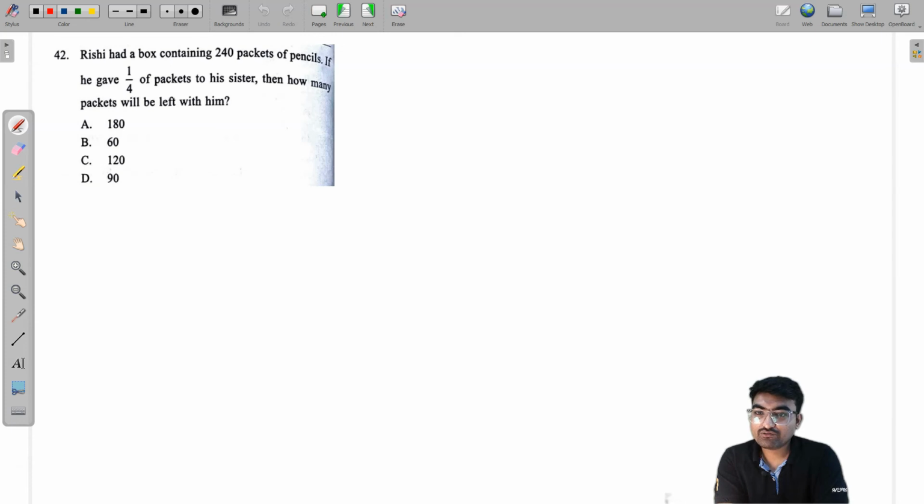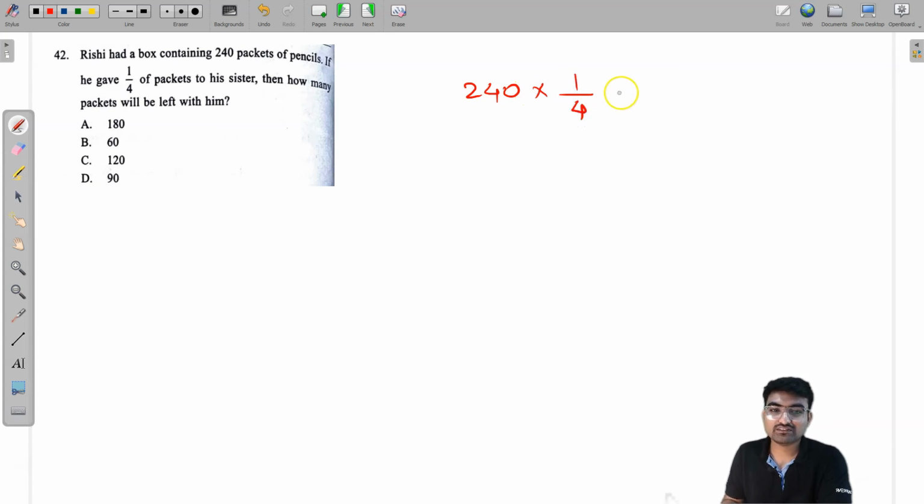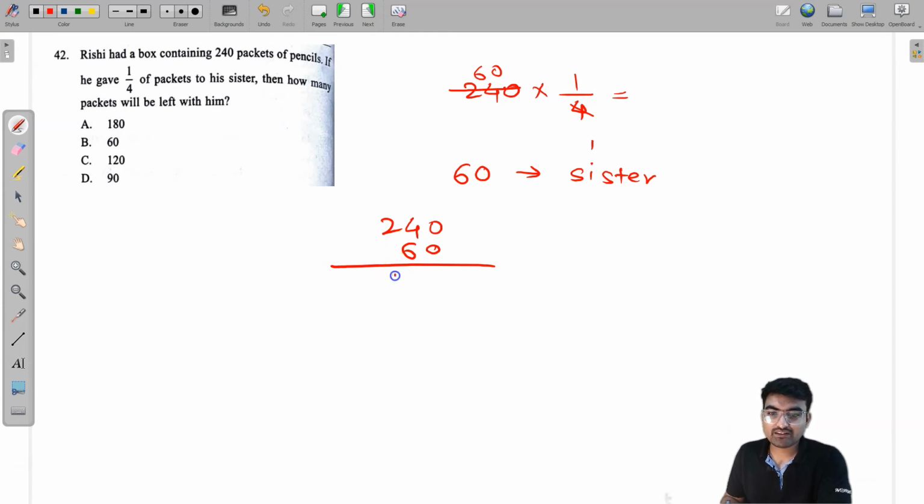Next, Rishi had a box containing 240 packets of pencil. If he gave 1/4 of packets to his sister, how many packets will be left with him? Okay, so if he has 240 pencils and he gives away 1/4, so we'll first find out the 1/4. How many pencils are 1/4 pencils? So 4 6s, so 60 pencils he gave to his sister, correct? Now if we subtract 60 from 240, we'll get the number of pencils he's left with. So he has only 180 pencils, correct? So that is option number A.